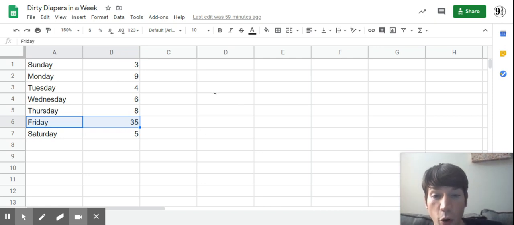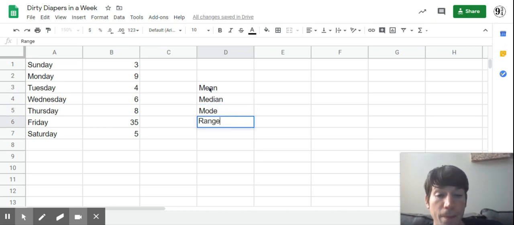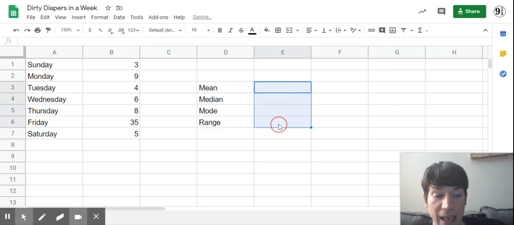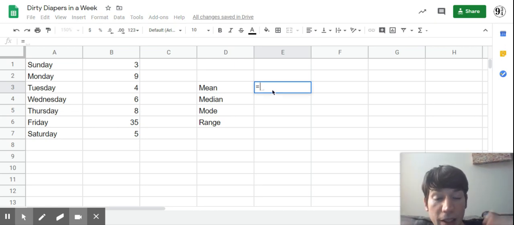So what I'm going to do is go over here just to get it out of the way, and write mean, median, mode, and range. Now, we're going to put the values right next to it in this next column in E. So let's start off with the mean. Now, when you put an equation into either Google Sheets or Microsoft Excel, you always have to start with the equals button. So I'm going to put equals. After you put the equals button, it's starting your equation. It's going to start calculating based upon what you want it to do.